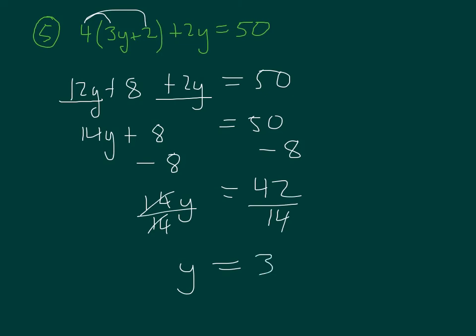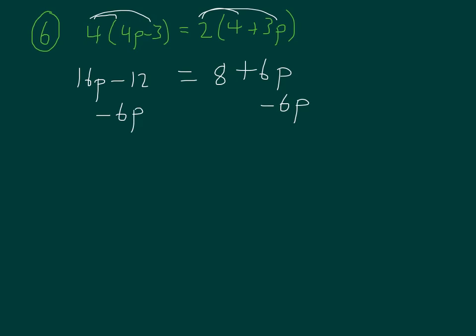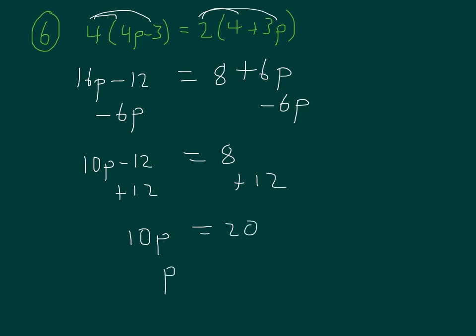Here's the next one. You'll notice in this one, I've got terms on each side. So we'll just expand them both out and see how we go. I've got 4 times 4p is 16p minus 12 equals 2 times 4 is 8 plus 6p. The way to approach this one is just like what we were doing yesterday. You've got p's on both sides, so we'll get rid of the p's on this side. So I've got 10p minus 12 equals 8, so add 12 to both sides. So I've got now 10p equals 20, so p equals 2.